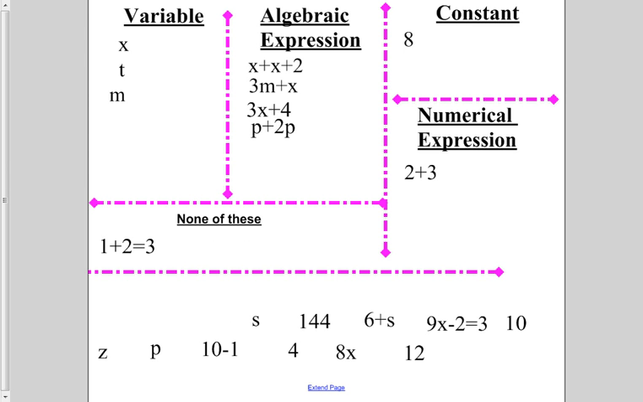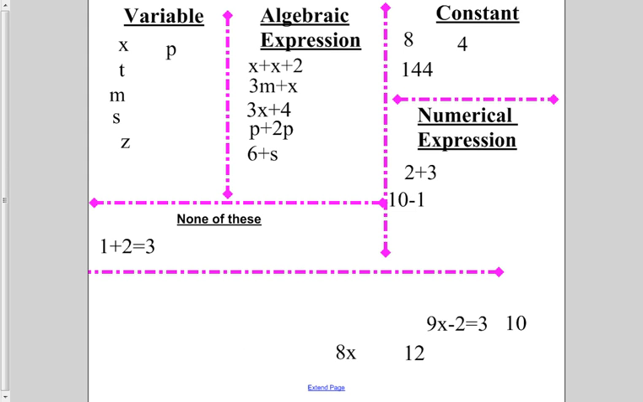P plus 2p is an algebraic expression. S is a variable. Z is a variable. P is a variable. 144 is a constant. 4 is a constant. 6 plus s is an algebraic expression because it does have a variable. 10 minus 1 is a numerical expression, only numbers and operations. 8x is, remember, the same as 8 times x. That is an algebraic expression.